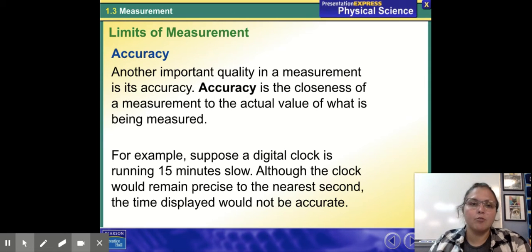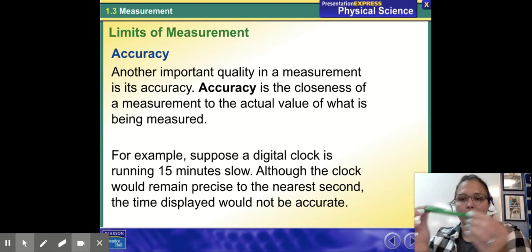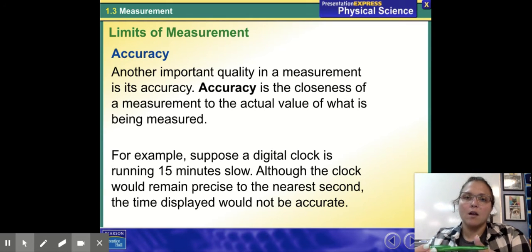Another limit to measurement is accuracy. Accuracy is the closeness of a measurement to the actual value of what is being measured. So with precision and accuracy, precision is how close your measurements are together. If I measure the length of this pen and I get the same exact answer every single time, then I'm precise. But if I measure the length of this pen and I get an answer that is not the actual measurement, then I'm not accurate.